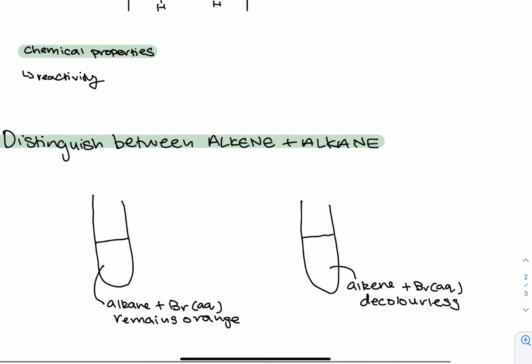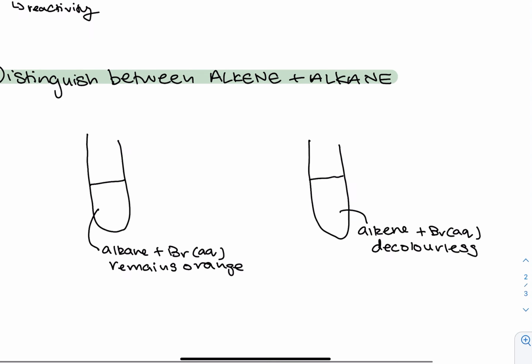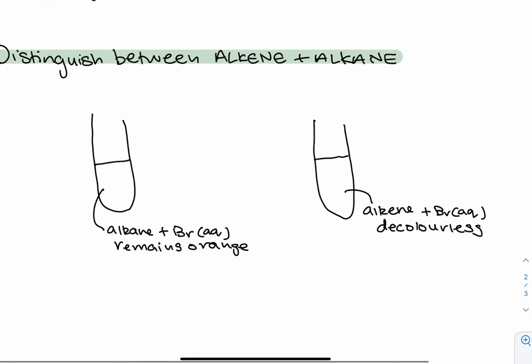And lastly, we're going to look at how to distinguish between alkene and alkane. So what we can do is add aqueous bromine to the solution. If the solution remains orange, it means you have an alkane, but if the solution gets decolorized, it means you have an alkene. Thank you for watching this video, and I hope you learned about the homologous series.